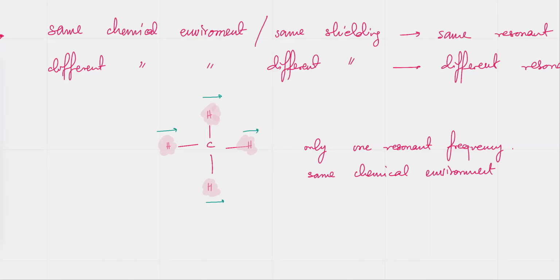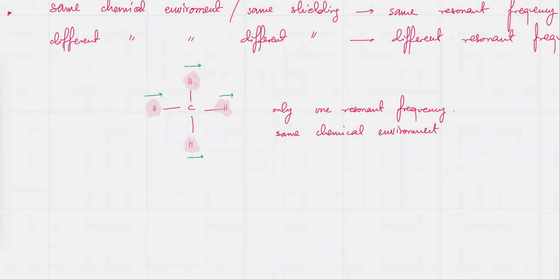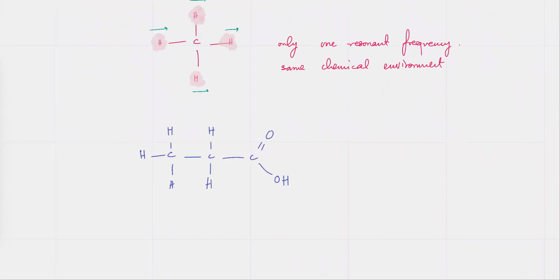So let's do another molecule. What about this one? So how many different resonating frequencies would this have? 3. 2. So 2 or 3.